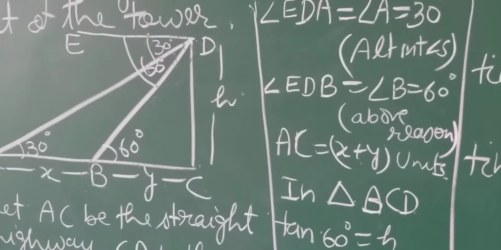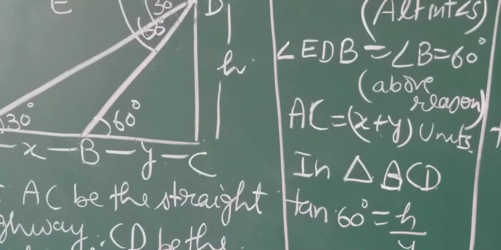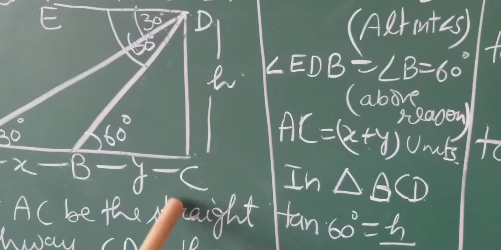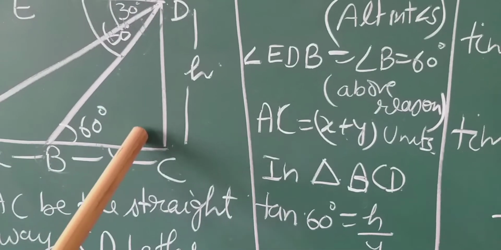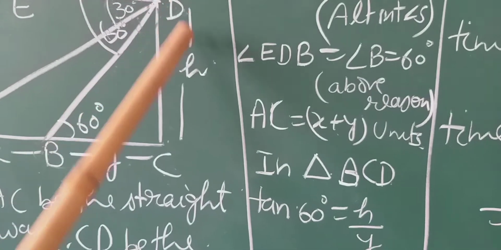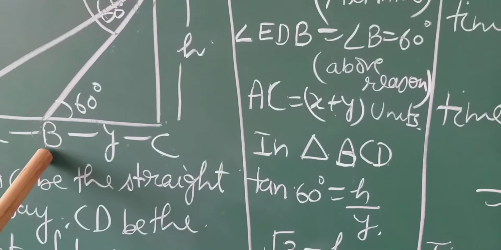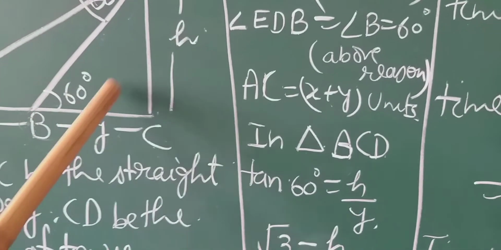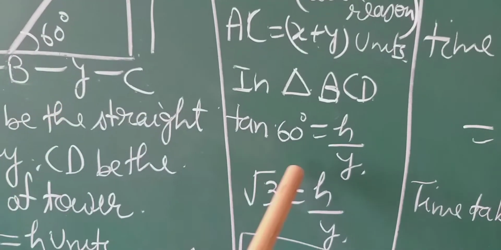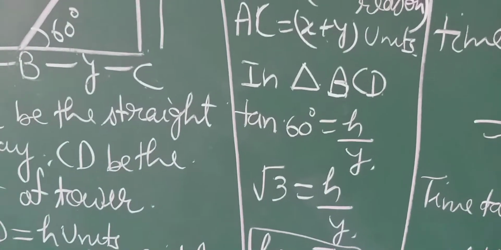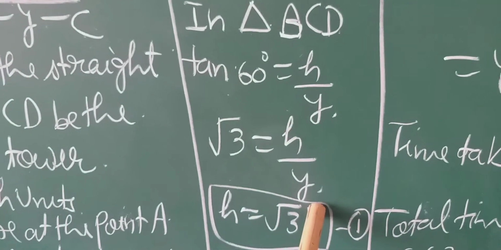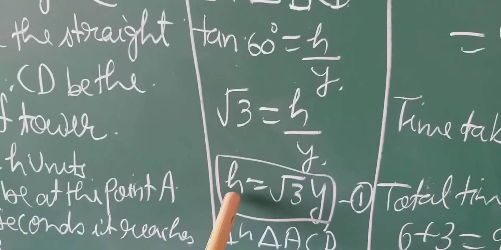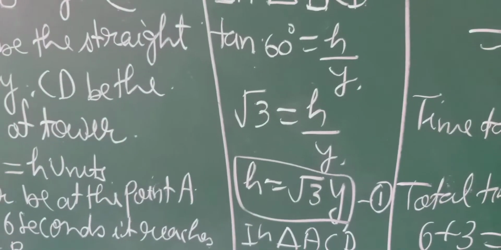Okay students, now let us take triangle DCB first. We have to take a right angle triangle, so angle C is 90 degrees in this triangle. So in triangle DCB, let's use tan theta. So tan 60 equals H upon Y. Tan 60 value is root 3, so root 3 equals H upon Y. Cross multiplication, H equals root 3 Y.